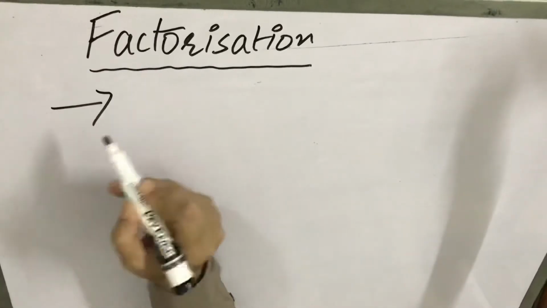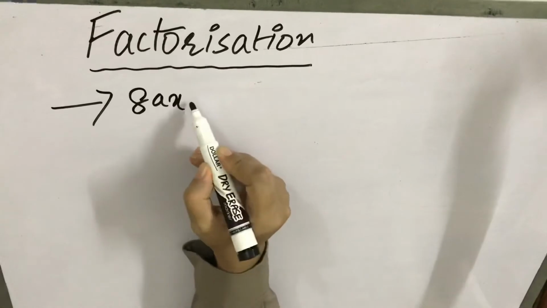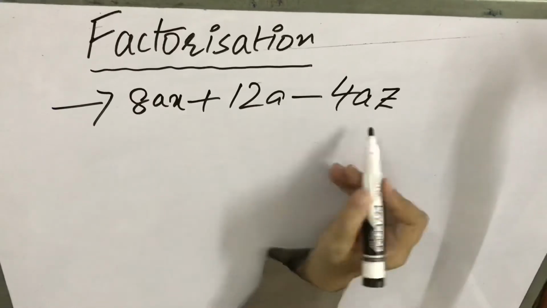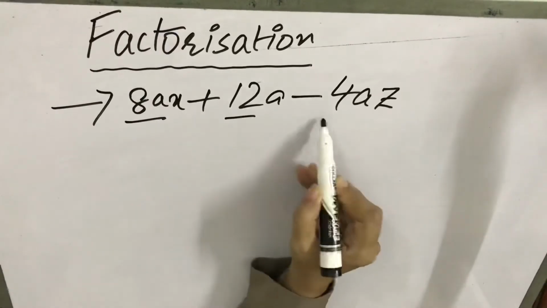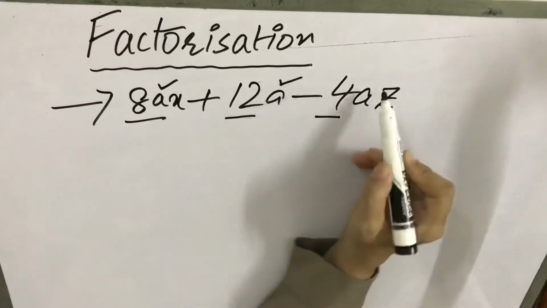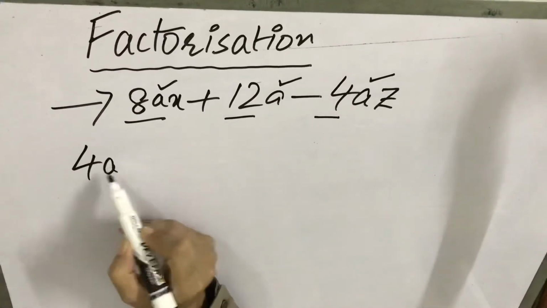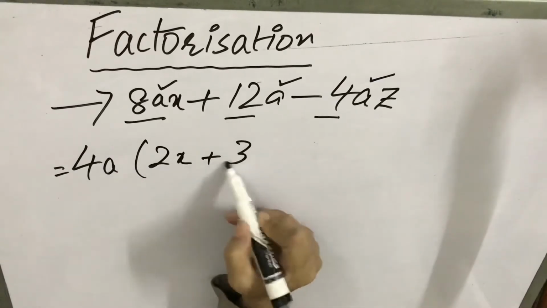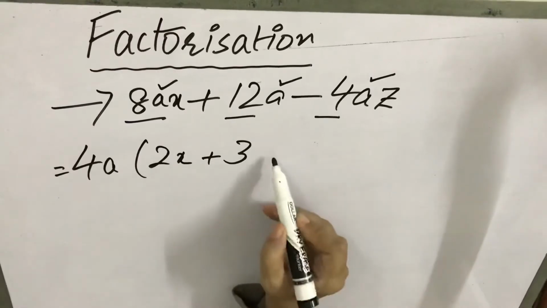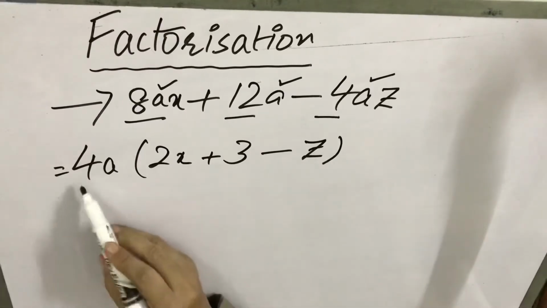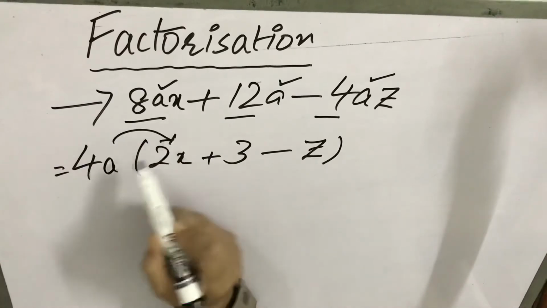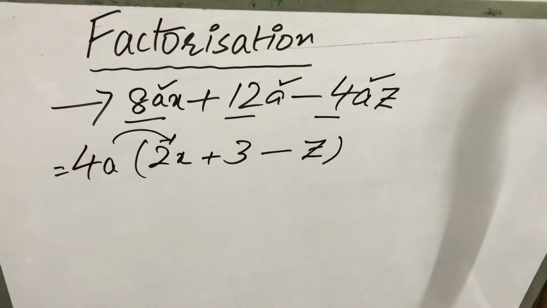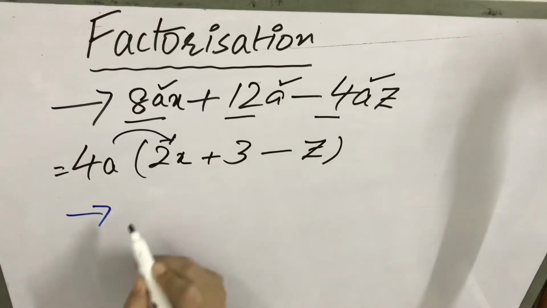Now we take three terms, 8ax plus 12a minus 4az. It's an expression which has 3 terms. You can see that maximum 4 along with this a is common. So I shall write 4a outside, 4 2s are 8, 4 3s are 12, a is already outside, and 4a only z here. You can check: 4a, 4 2s are 8ax, 4 3s are 12a and 4az. You can multiply and check whether your answer is correct or wrong.